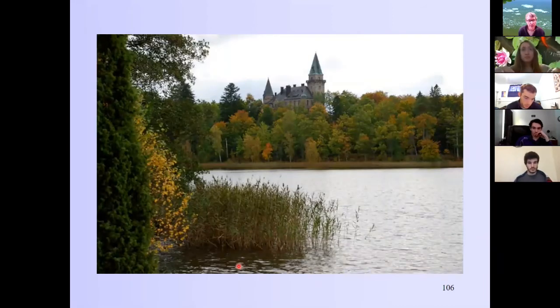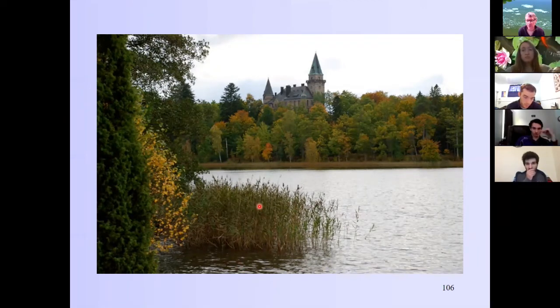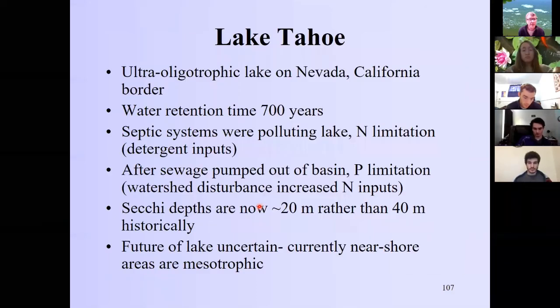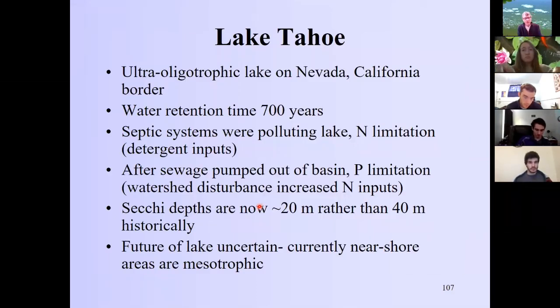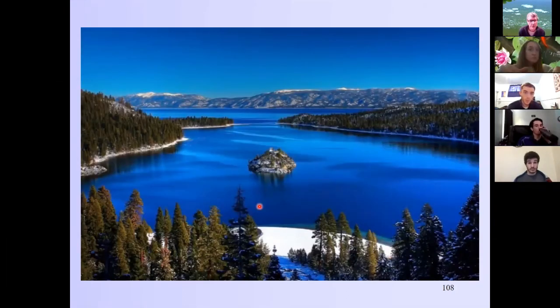And here's a picture of Lake Truman and an old medieval church. You can see it looks like it's in pretty good shape now. Next one, Lake Tahoe, an ultra oligotrophic lake on the Nevada-California border. And here's a picture of Lake Tahoe. It's a very nice lake, beautiful, ultra oligotrophic. If you get a chance to visit, you should.